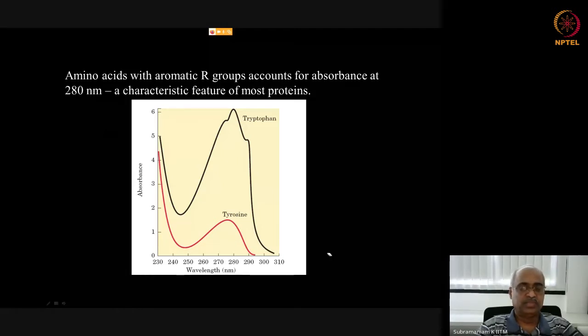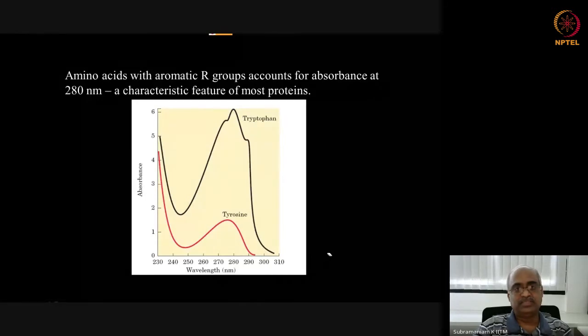presence of proteins. Most of the time we use this in the context of nucleic acid purification. So nucleic acids, for example DNA and RNA, they have an absorbance peak around 260. So the 260-280 ratio tells you whether you have significant protein contamination in the nucleic acid preparation or not. So that is the context in which we often use this.